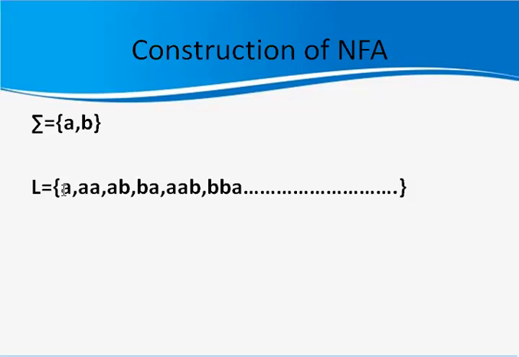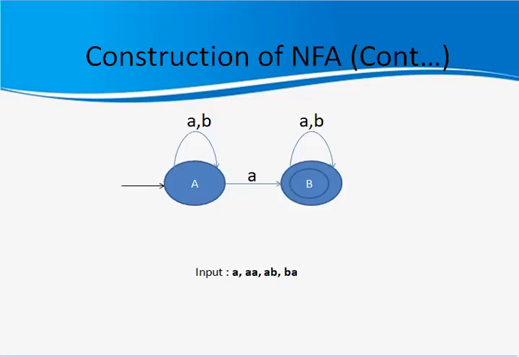These are the strings that we have to accept. For example, a, aa, ab, ba, aab, bba. So we will try to construct a non-deterministic finite automata that will accept all these strings. So here we will check for all these input strings. First we will check for the input string small a.